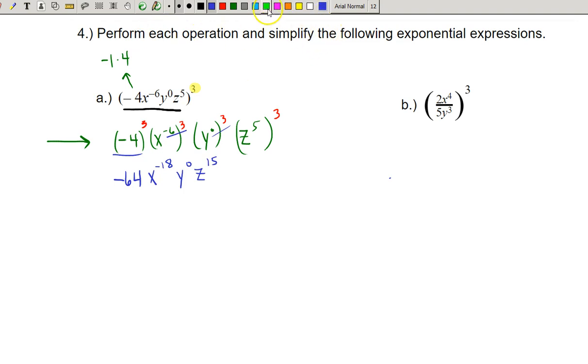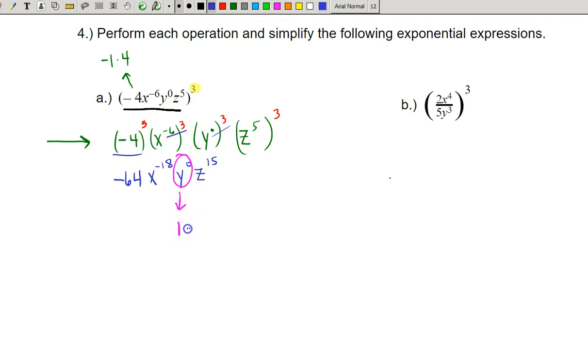Now one thing we haven't talked about yet is something raised to the 0. This should have been one of our properties here. If I have anything raised to the 0, and we can talk about this when we get back to class, anything raised to the 0 is always going to equal 1. Anything raised to the 0 is always equal just to 1. So that right there is equal to 1. We're going to go ahead and bring everything else down.